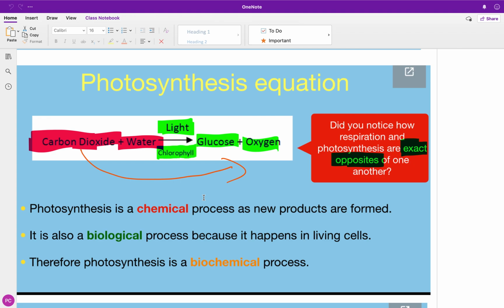Have you ever played a football match wearing a nice pair of tracksuit bottoms and you slide on your knees and the knees get that green stain on them? That's chlorophyll. That's what chlorophyll is.